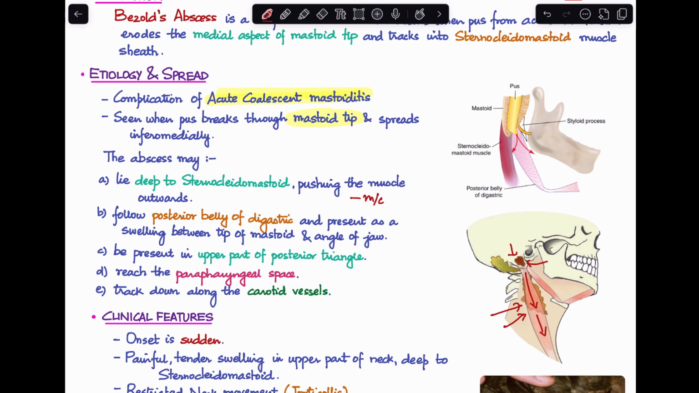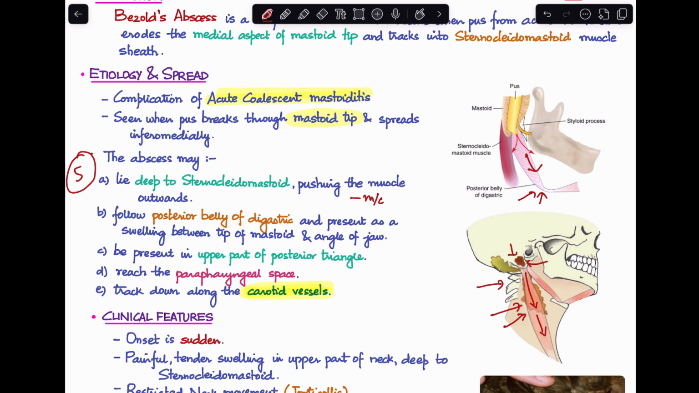Secondly, it can also follow, if you see in the first image over here, this is the posterior belly of digastric. The pus can also follow the posterior belly of digastric and present as a swelling between the tip of mastoid and the angle of the jaw. Third, it can be present in the upper part of the posterior triangle. Fourth, it can end up reaching the parapharyngeal space. And fifth, it can also track down along the carotid vessels. So these are the 5 pathways of spread once this abscess has developed. The most common one being lying deep to the sternocleidomastoid muscle.